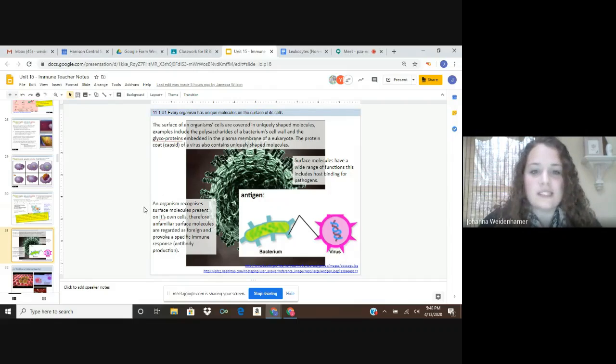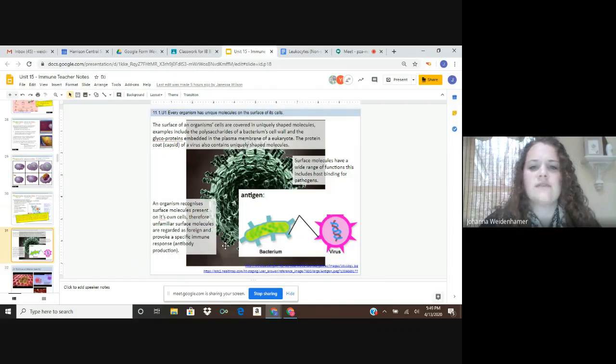An organism recognizes surface molecules present on its own cells, and therefore unfamiliar surface molecules are regarded as foreign and provoke a specific immune response. In our next lesson, we're going to take a look at how these different structures on the outside of these different organisms or objects are going to help in our specific response. Again, surface molecules have a wide range of functions, and this includes host binding for pathogens.